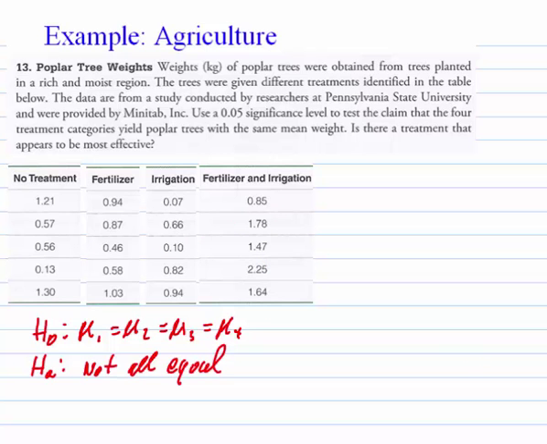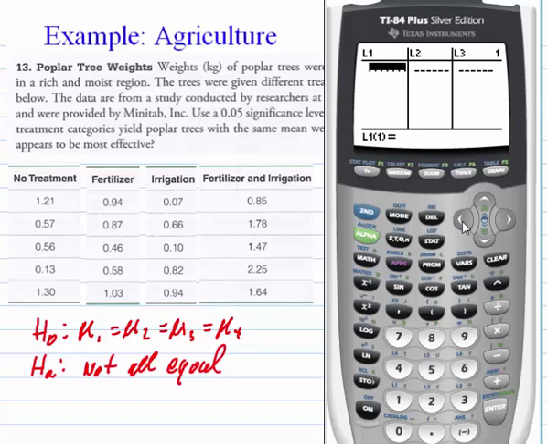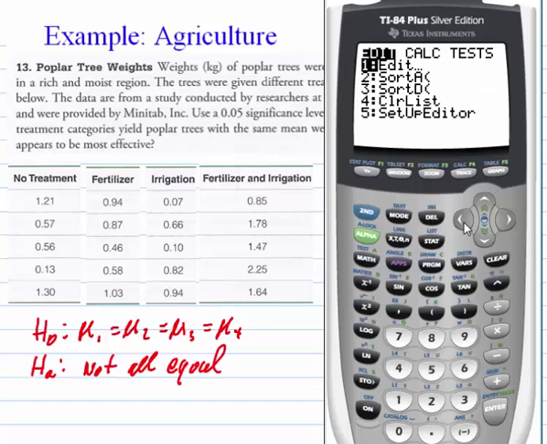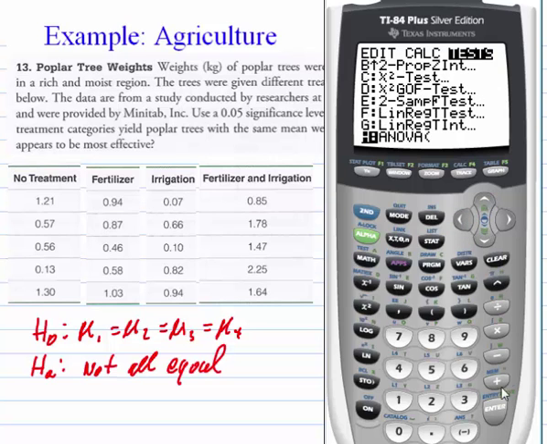So let's plug that stuff in. So let's put our data in. It really doesn't take too long to put this data in. Okay, all our data is in there correctly now. So we'll go to Stats, Tests, ANOVA.